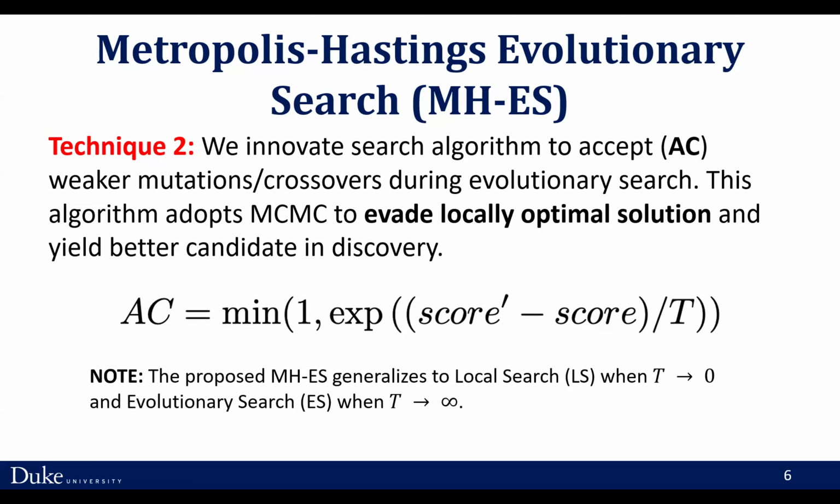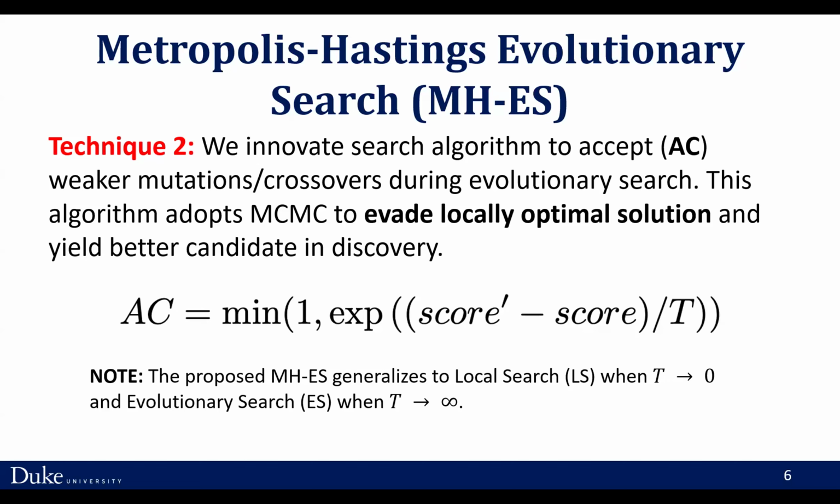Note that the proposed MHES generalizes local search, which means that you perform a random walk along the whole search trajectory when T reaches 0, and achieve the same level of performance as the evolutionary search when T reaches infinity. So the annealing algorithm on T will guarantee better performance compared to existing search solutions on very large-scale search problems.